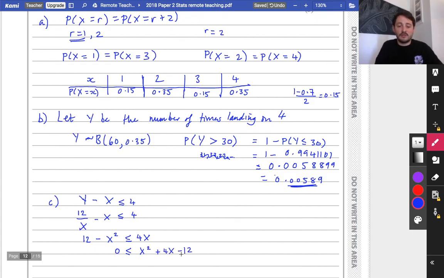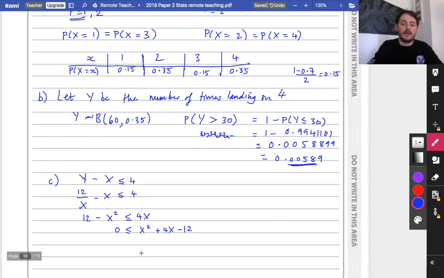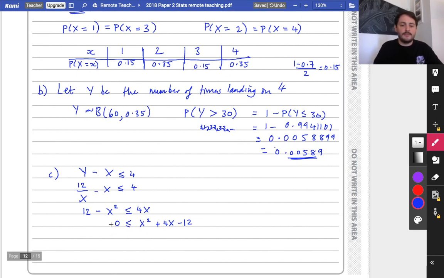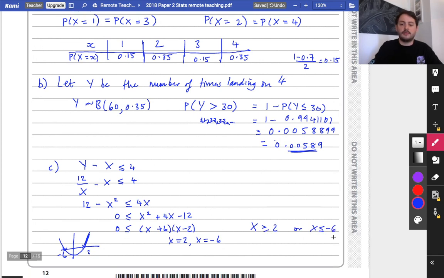Now, your class whizzes can actually solve inequalities and give you the answers straight away, but I'm going to just do this like a sketch. This actually factorizes to x plus 6, x minus 2, so it means it crosses when x equals 2 or when x equals minus 6. So there's my minus 6, there's my 2, and I want it to be greater than 0. So I'm actually interested in this section or this section. So either x is greater than or equal to 2, or x is less than or equal to minus 6.